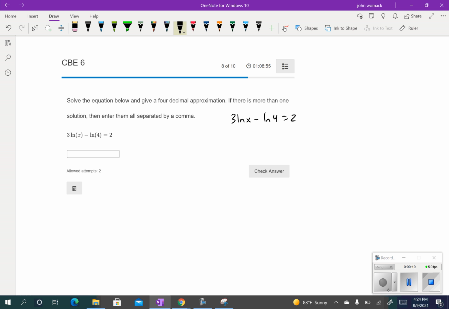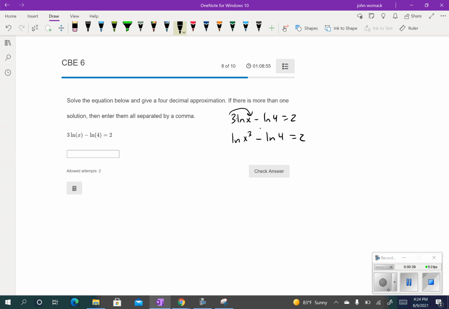equals 2. So I want to remember with logarithmic equations, I want to combine those logarithms. Now I can't combine them as long as the 3 is there, and I can't get rid of the 3. If I divide by 3, I'd have to divide the ln of 4 by 3. So instead, I'm going to take that 3 and just move it up in the power. So I end up with the ln of x cubed minus the ln of 4 equals 2.